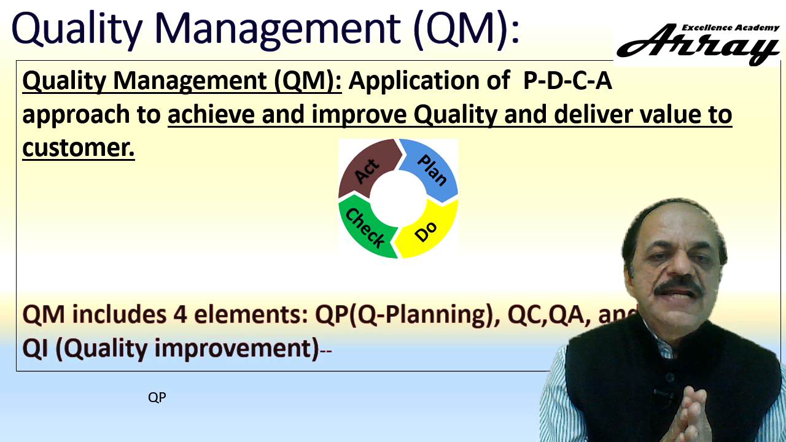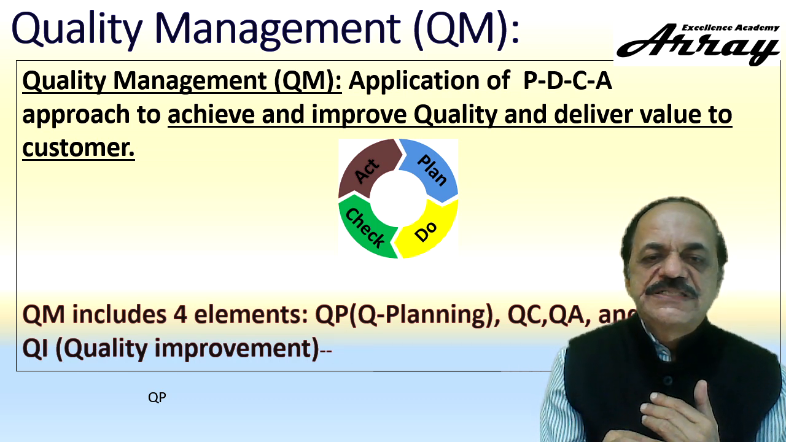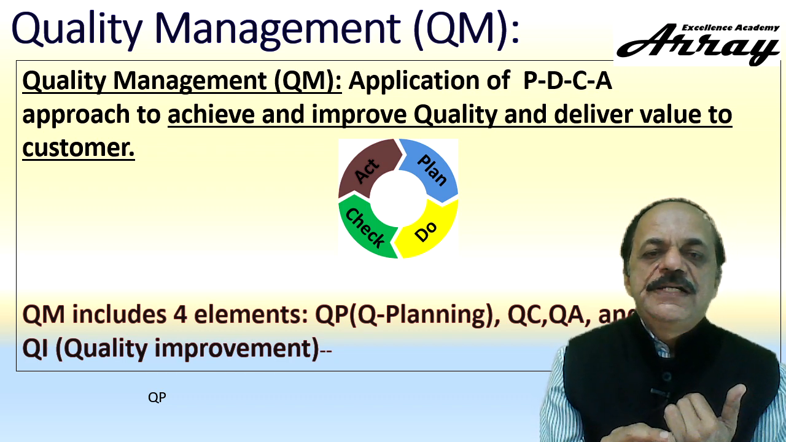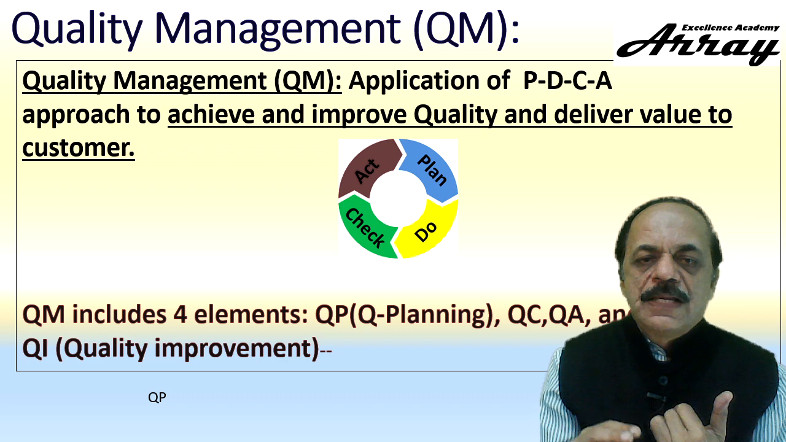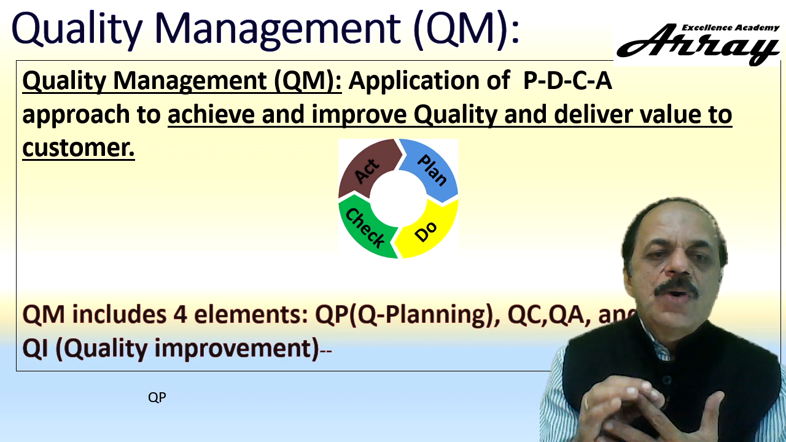Please remember, quality management has 4 elements. Quality planning. Quality also has to be planned for implementation. Something impossible cannot be targeted at. And on the other hand, failing to plan is planning to fail. So quality planning, then quality control, quality assurance, and quality improvement.